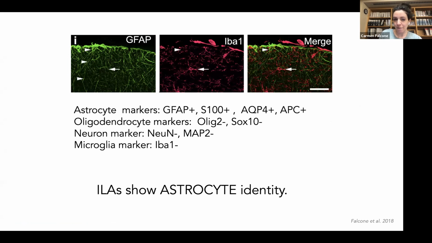Also, because the GFAP marker usually stains, in primates, also stem cells, we wanted to make sure that they're truly mature astrocytes.